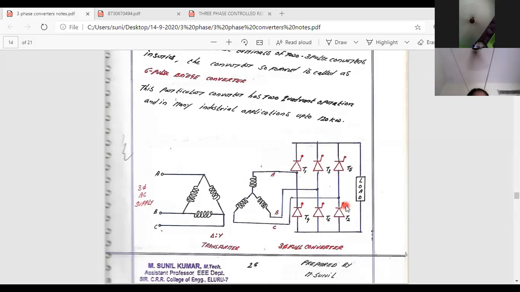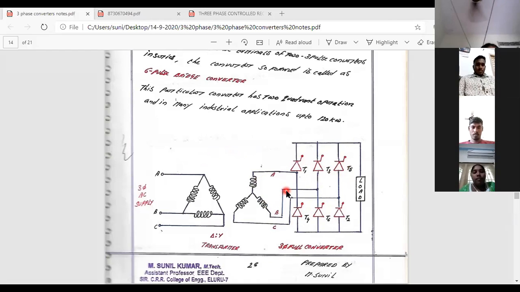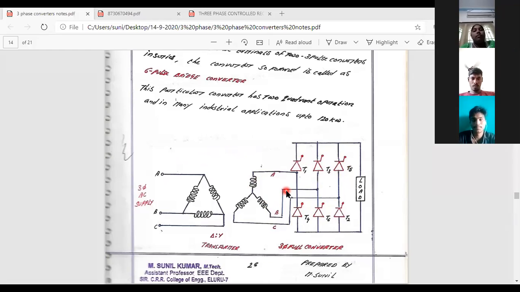So please take a paper and copy the circuit. Are there any doubts related to the operation of three-phase converters?